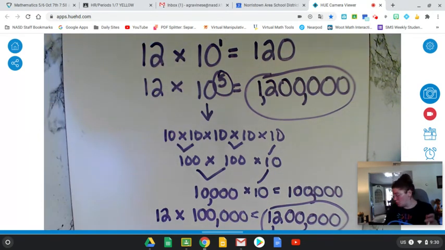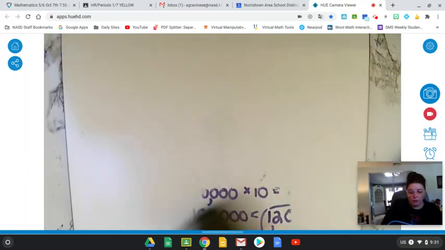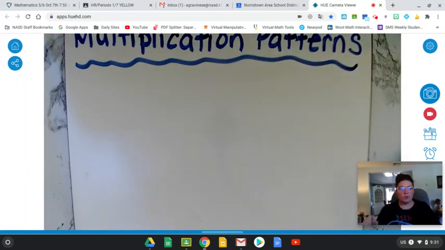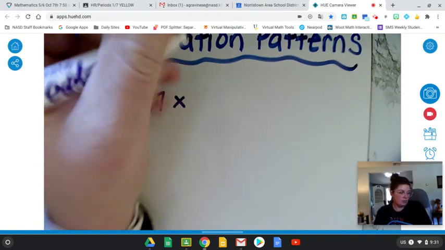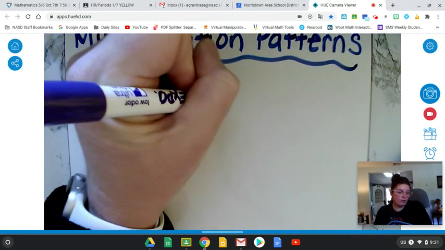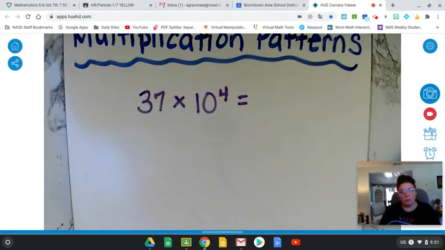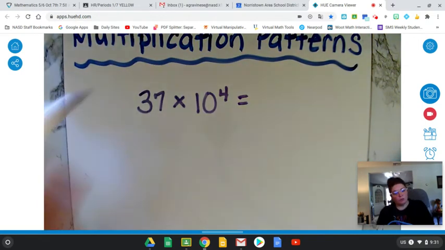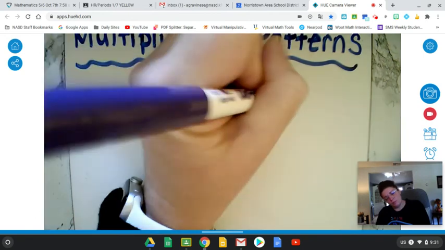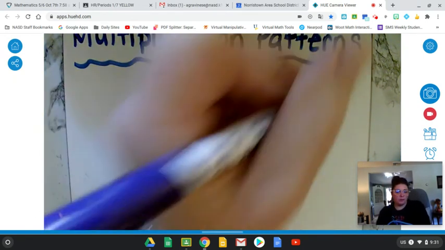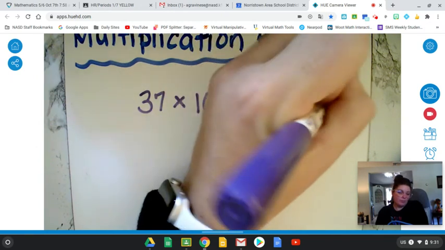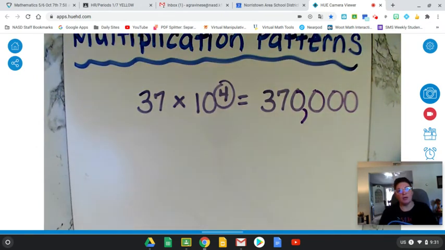All right, let's try one more example with an exponent. So let's say we have 37 times 10 to the 4th power. This is mental math. So what we do is we take 37 and we put 4 zeros after that to get a product of 370,000.